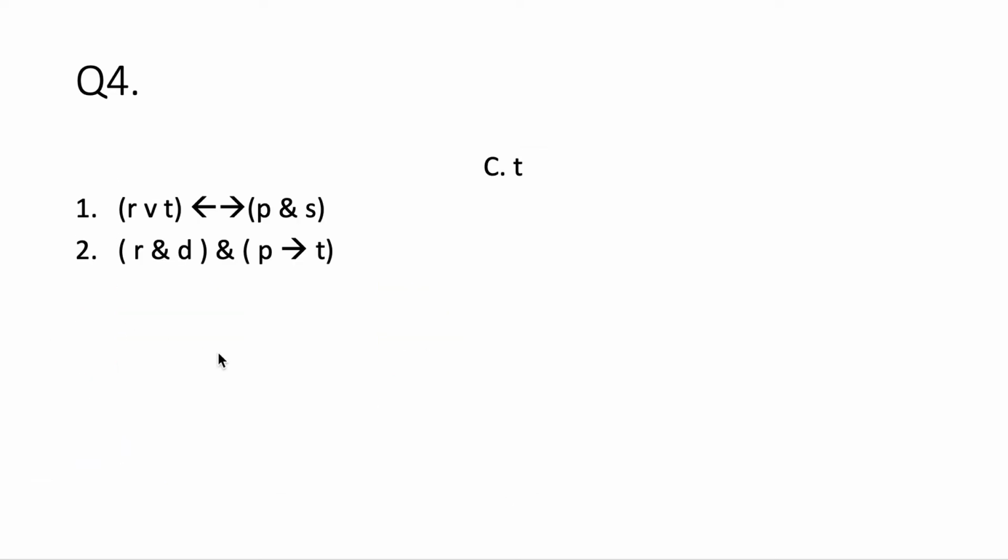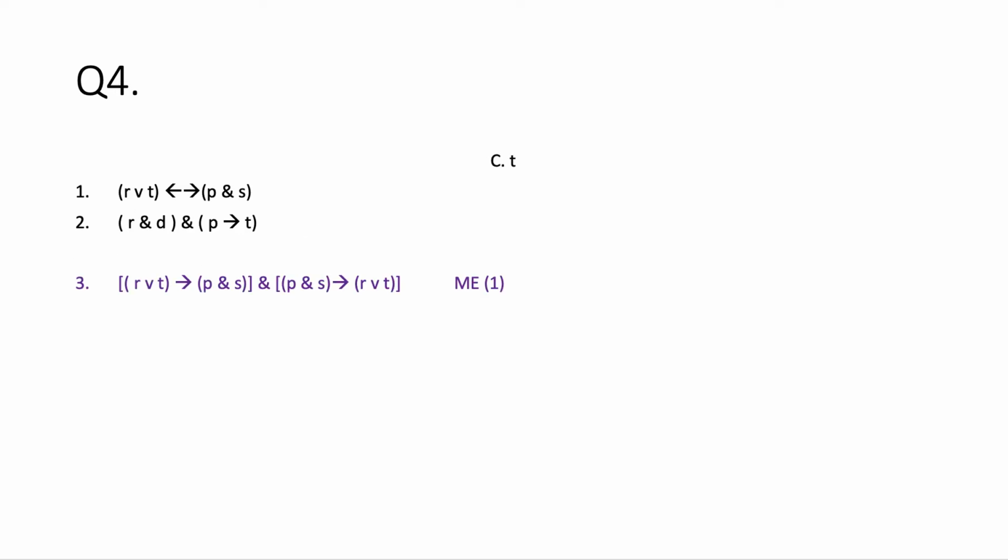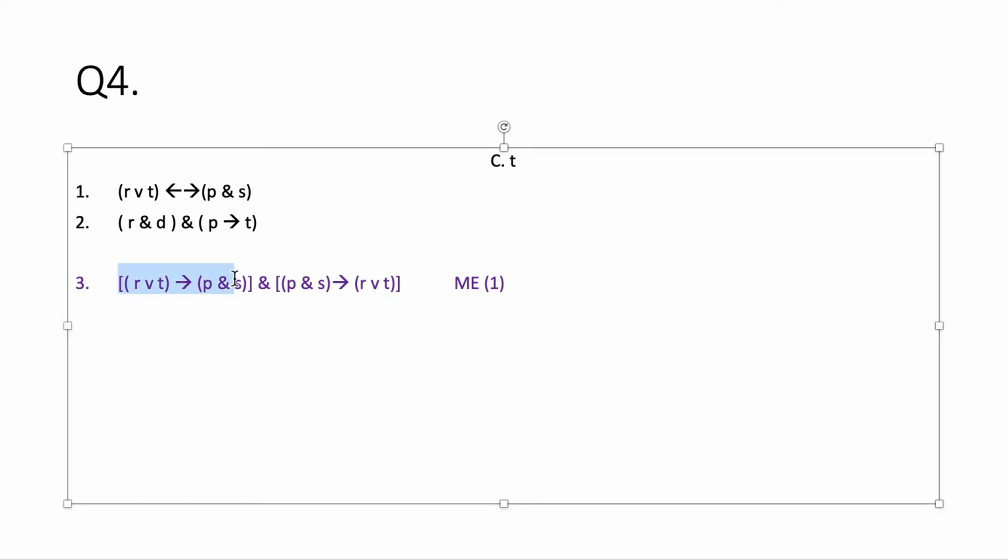Question 4. All right, this time I have another biconditional. So I guess I'm going to just straight up use the rule of material equivalence on my first premise. To simplify it for me, I'm going to turn it into a conjunction, and each of the conjuncts is a conditional statement. So I've used material equivalence on line 1.